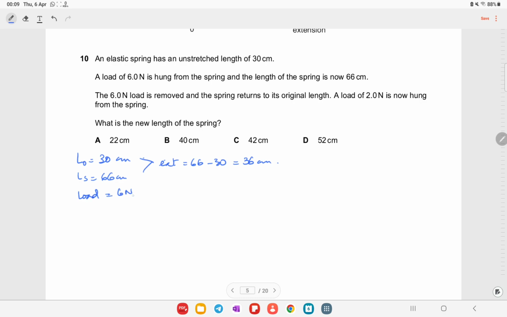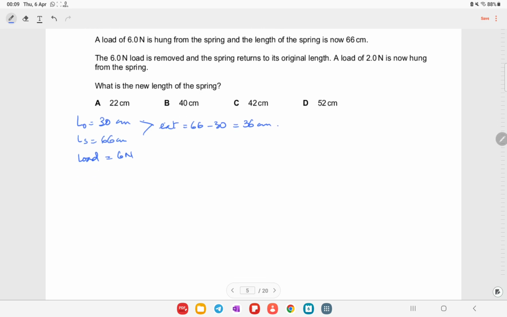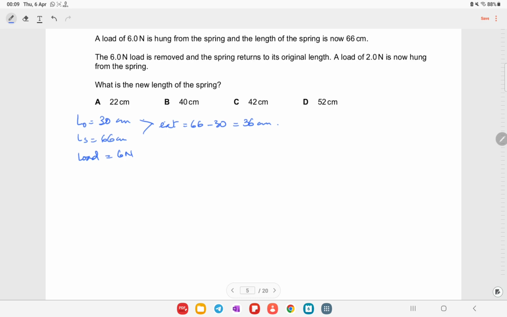is 6 Newton. Now the 6 Newton load is removed and the spring returns to its original length, and a load of 2 Newton is hung. What is the new length of the spring? So what you have to do is, you need to find out the length, and I'll write it as new length. Basically you need to find out this.